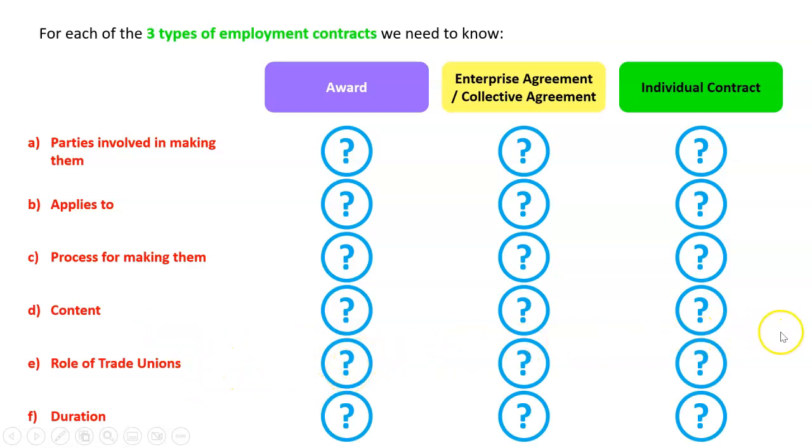So what we'll do in the next few videos is we'll look at that, answer these specific questions for awards, and then in the next video, enterprise agreements, and then finally we'll look at all these things for an individual contract.